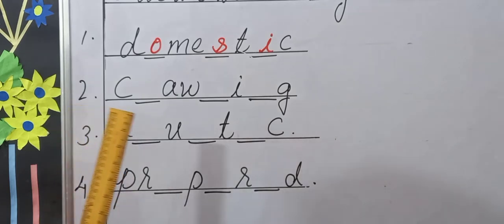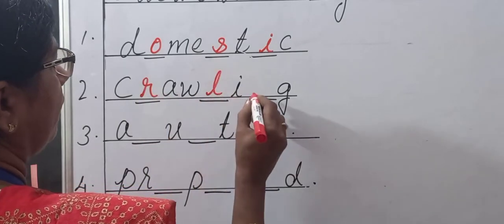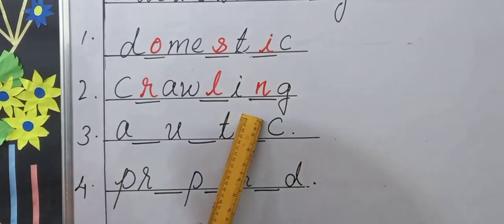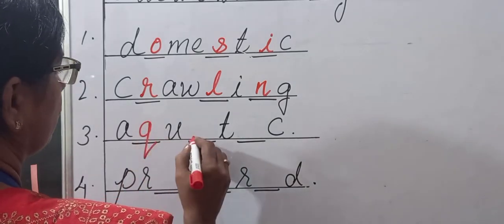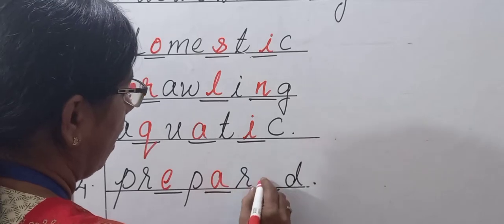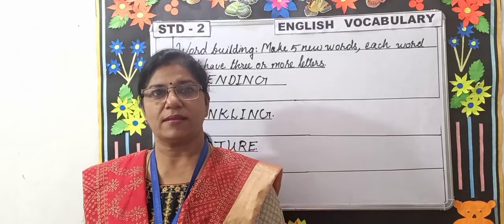Very good. Number 2. Can you find out the word? C-R-A-W-L-I-N-G. Crawling. Is that word familiar to you? Yes, very good. Next one. A dash, U dash, T dash, C. What is this, children? A-Q-U-A-T-I-C. Aquatic. Right? Next one. P R dash P dash R dash D. P-R-E-P-A-R-E-D. What is the word, children? Prepared.